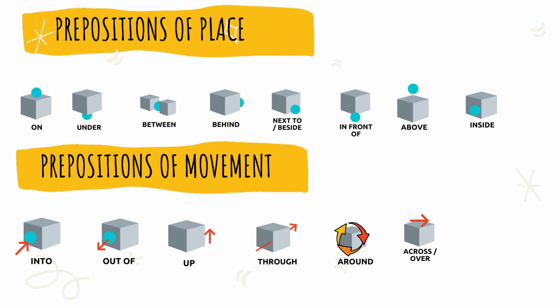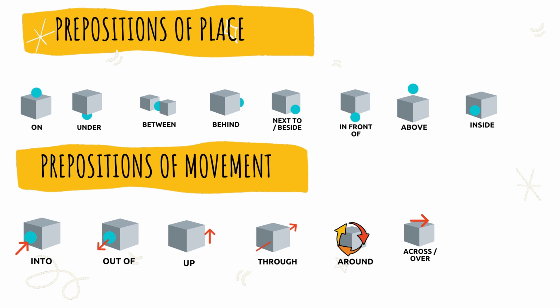Prepositions of place. So as you can see, the ball is on the box, under the box, between the box, behind the box. The ball is next to or beside the box, in front of the box, above the box, and inside the box.